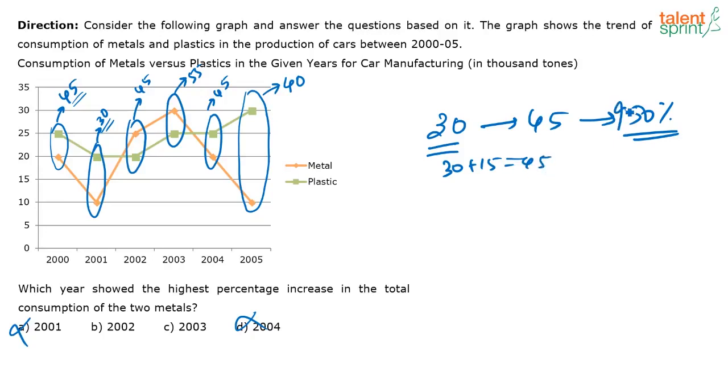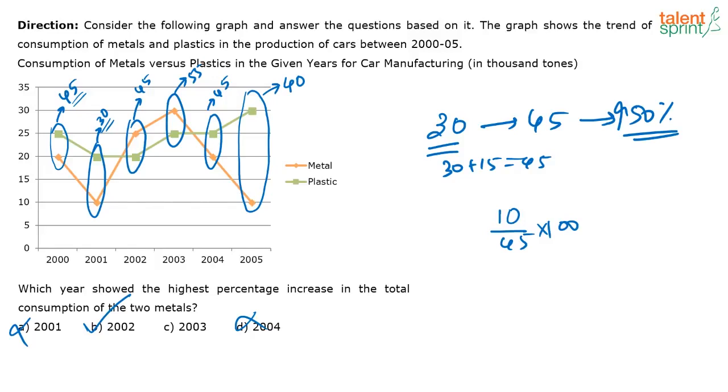So there is an increase of 50% here. Now if you look at these 2 years, what is the percentage increase? From 45 it has become 55, so the percentage increase is 10 divided by 45 into 100, which is not close to 50%. So definitely the year which has the highest percentage increase in total consumption is option B, 2002. So B should be the correct answer, that is 2002.